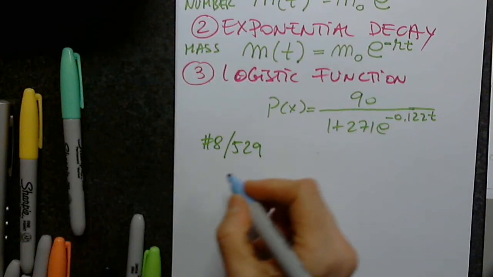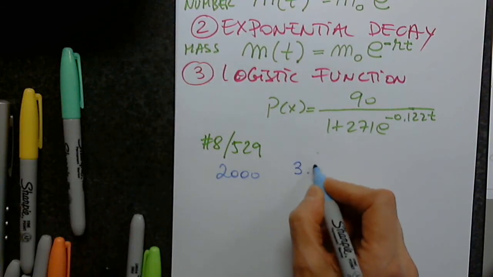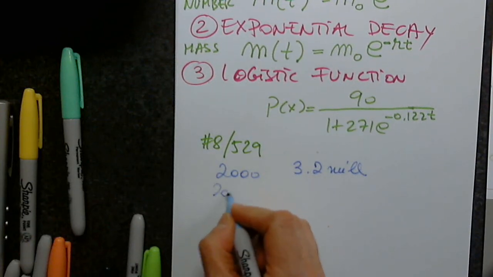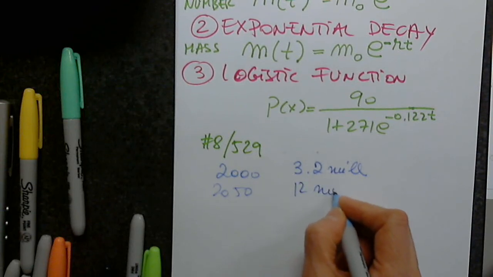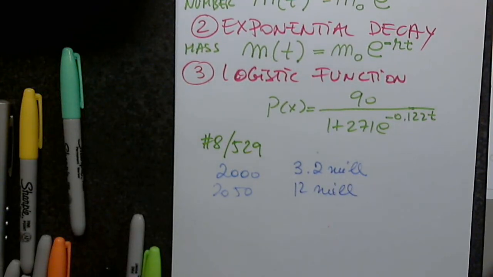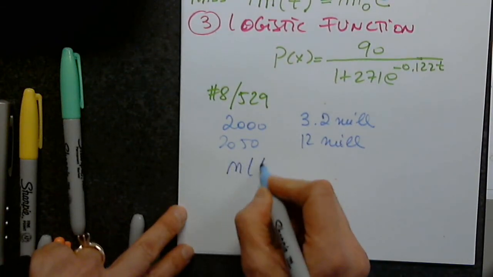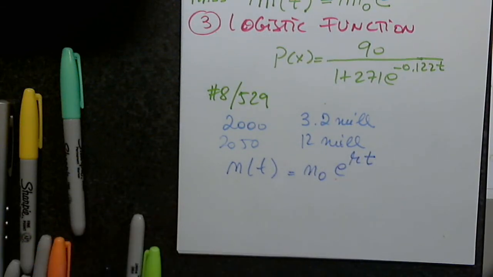In the year 2000, the population of the Palestinians in the West Bank, Gaza Strip, and East Jerusalem was approximately 3.2 million. And by 2050, it is projected to grow to 12 million. Use the exponential growth model, which will be given to us. N of t equals N0 e to the rt.